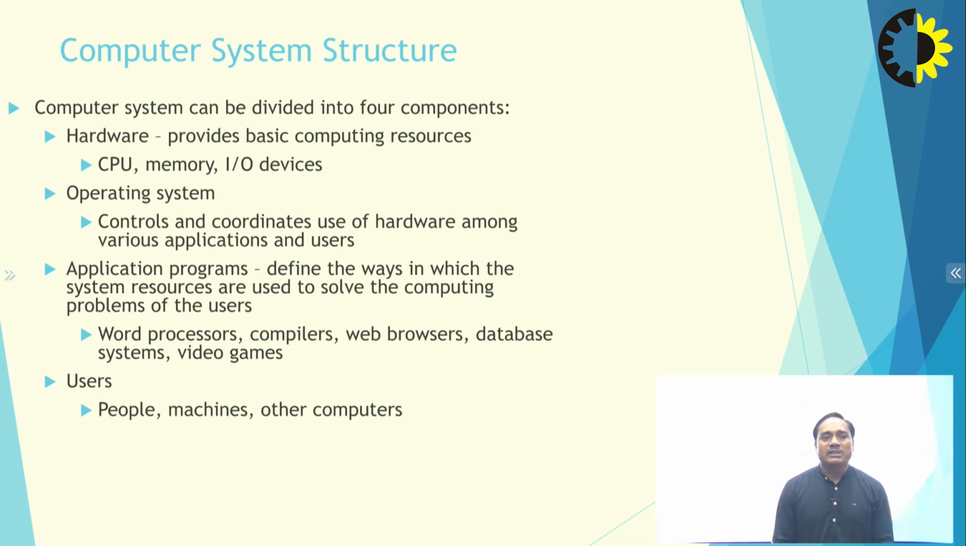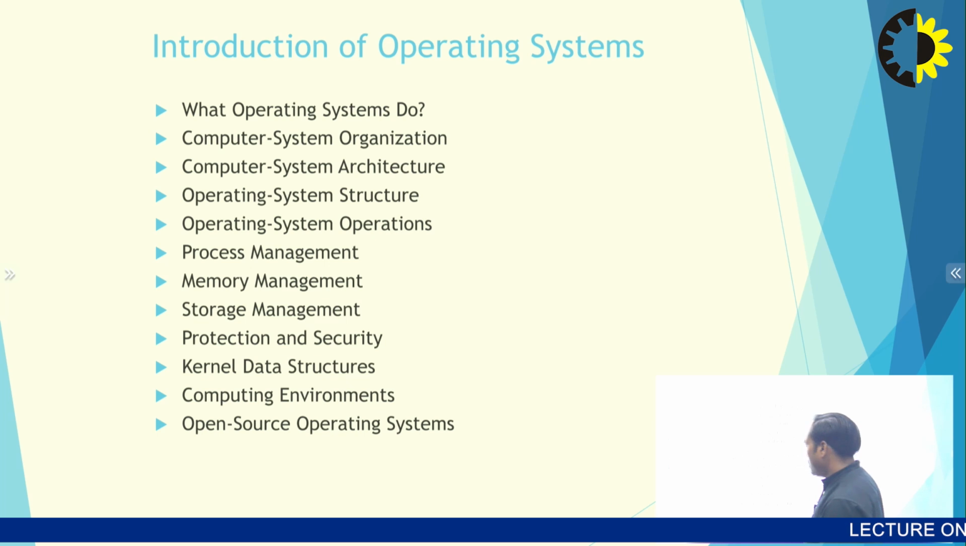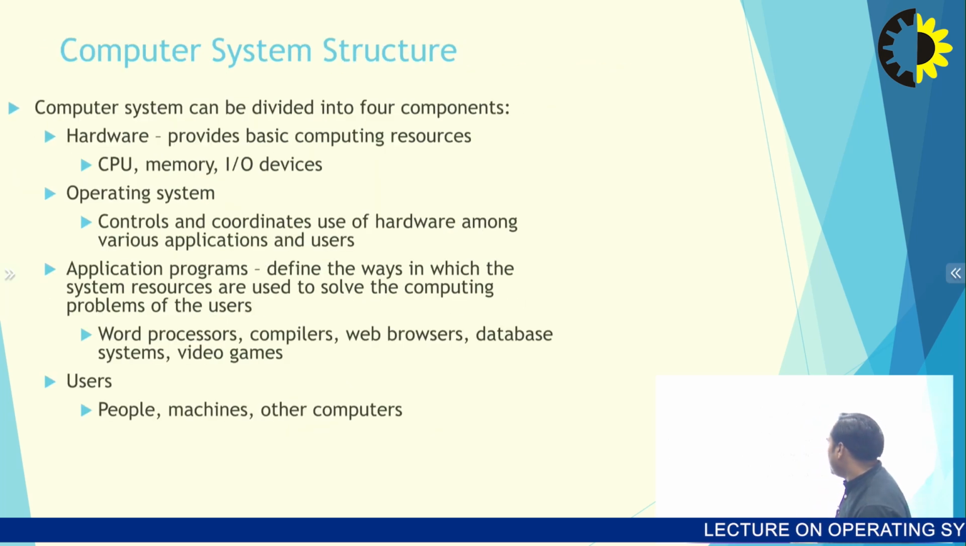Now the next point is the application program. What is the application program? Application programs define the way in which the system resources are used to solve the computing problems of the users. So this is the important point. What application programs are there? There are different application programs like word processors, compilers, web browsers, database systems and video games. These are the application programs.